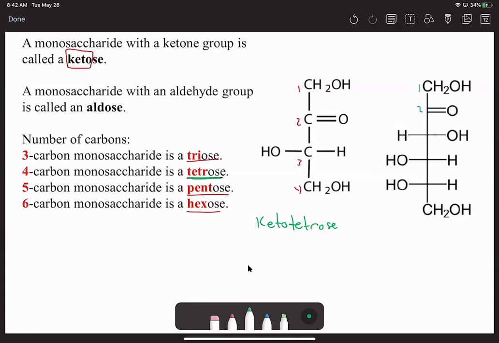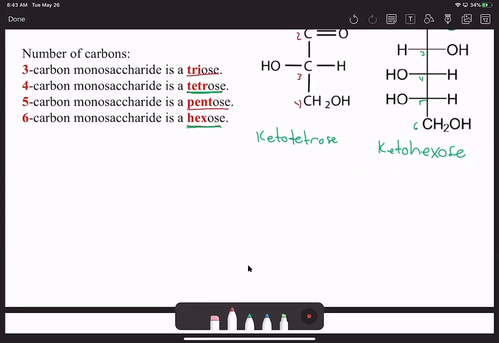1, 2, 3, 4, 5, 6, because we have a Fischer projection here. So don't forget that this is a carbonyl, and don't forget that that is a carbon. So there are 6 carbons here. So I'm going to begin it with keto because it's a ketone functional group. 6 carbons, hexose. So ketohexose.